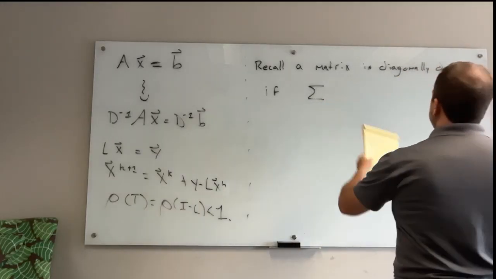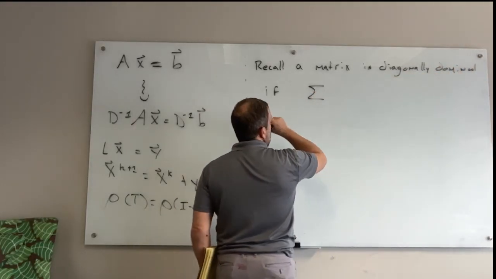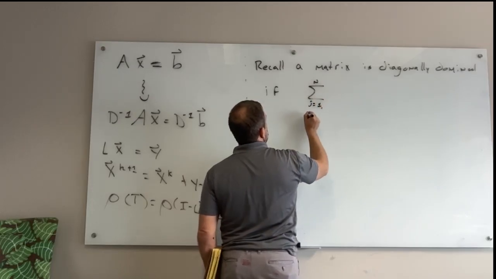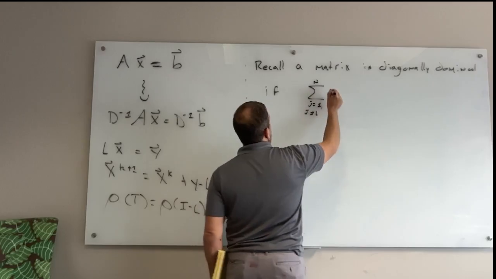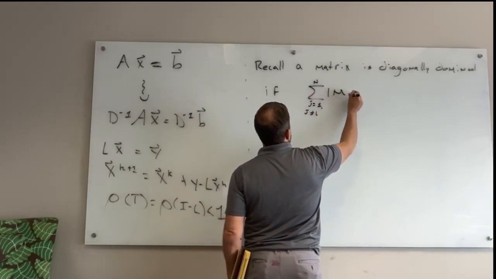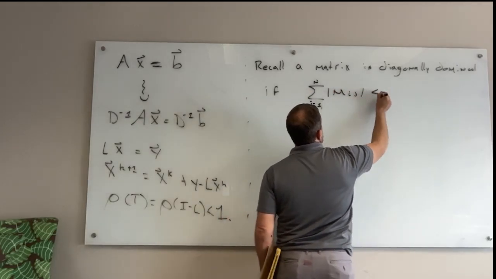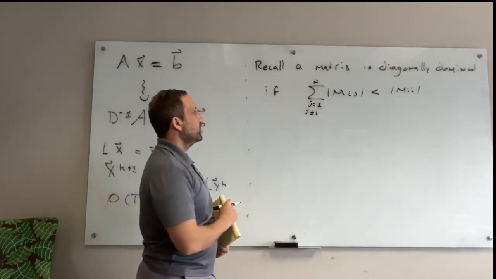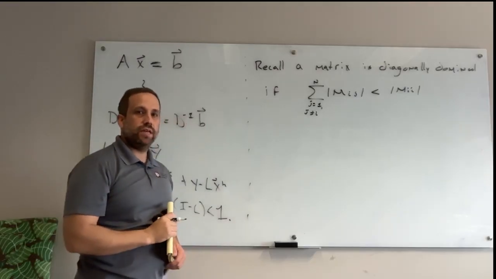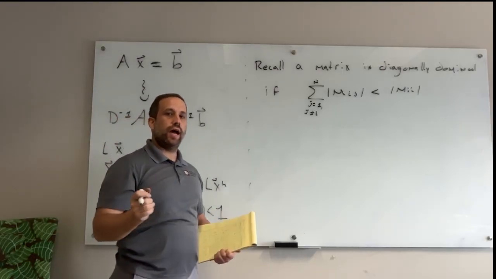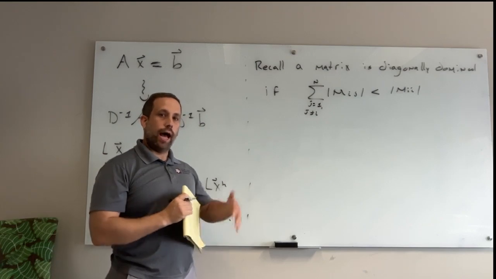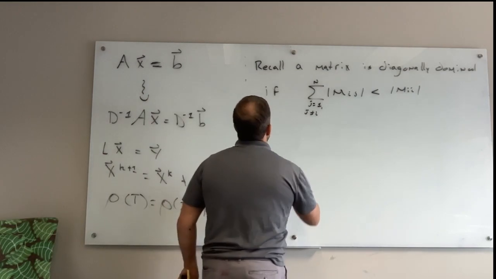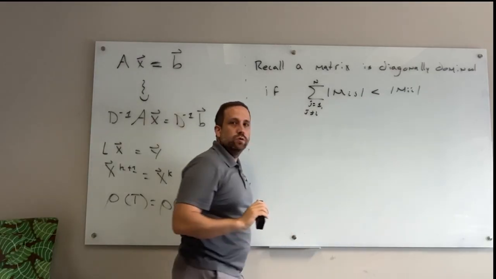So, recall a matrix is diagonally dominant if the sum over j equals 1 to n, j not equal to i, of the absolute value of m_ij is strictly less than the absolute value of m_ii. Okay, that's what it means for a matrix to be diagonally dominant. It means that the off-diagonal entries contribute a much smaller amount, in this sense, to the matrix than the diagonal entries. And the strict inequality there, as we will see, is going to be very important.